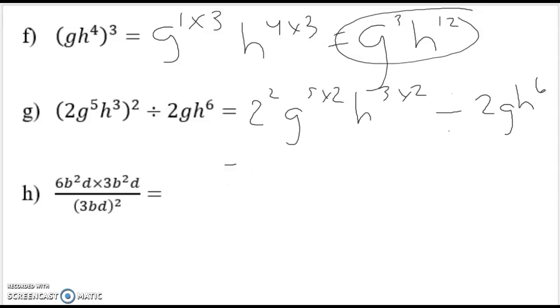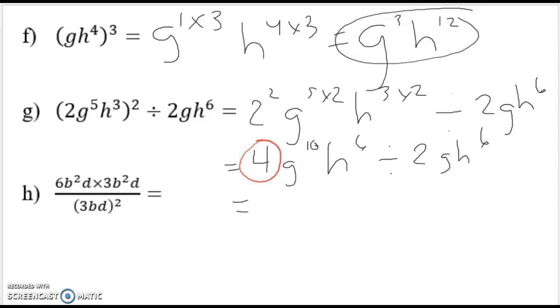We're just going to have to continue it underneath. So 2 to the exponent 2 gives us 4. G is 5 times 2, so that's 10. H is 3 times 2, which is 6. And then divided by 2GH6.